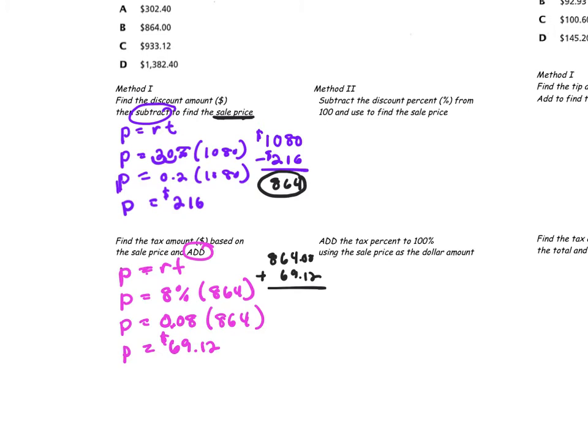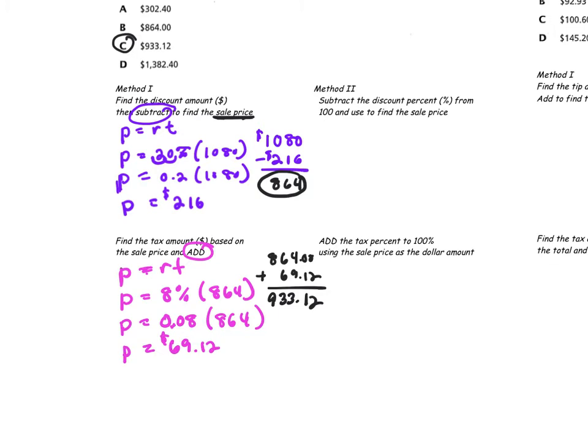And that answer is $933.12. Do we see that answer up above? Well, we sure do. So I'm feeling relatively confident that we've found the answer. So now let's see what this whole thing looks like if you would have chosen a different method.